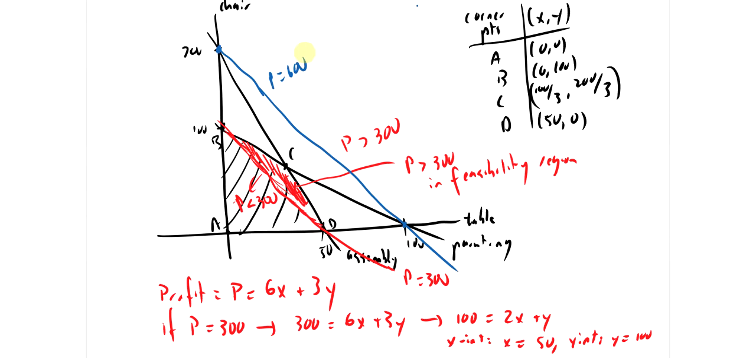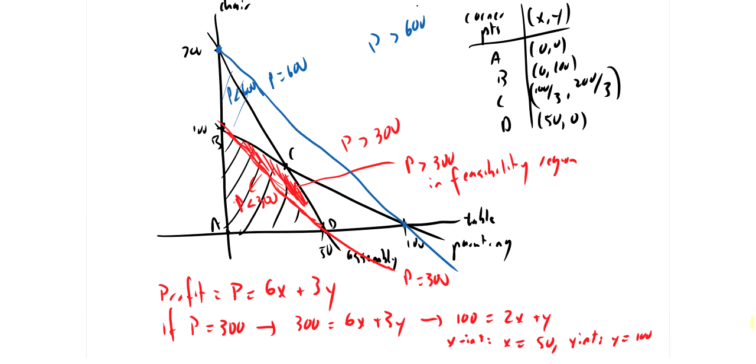What do we know about profit equals 600? Well, one side, that's out here, is profit greater than 600. The other side, the side on this side, is profit less than 600. Can he make $600 in profit? Well, no. These are the only combinations of tables and chairs that he can make. That's only in here. So he can't actually make $600.